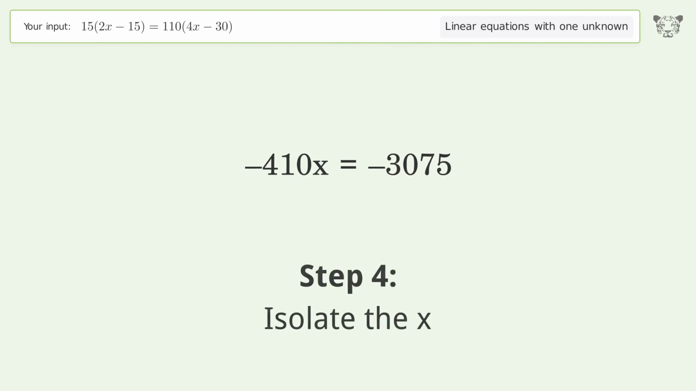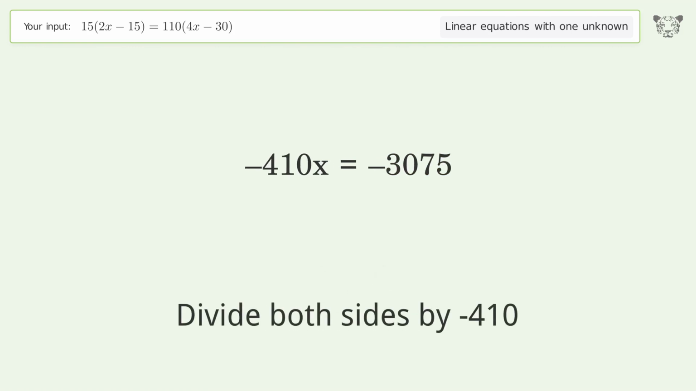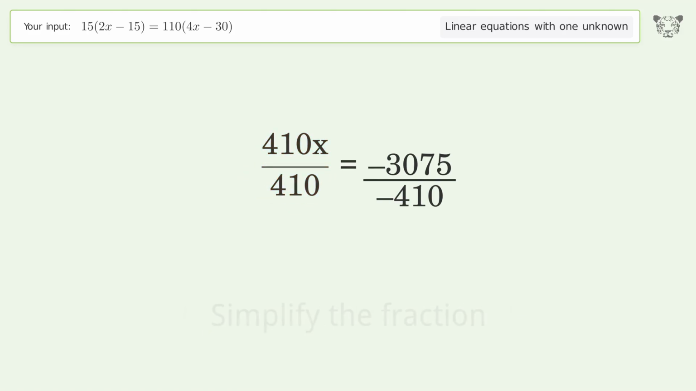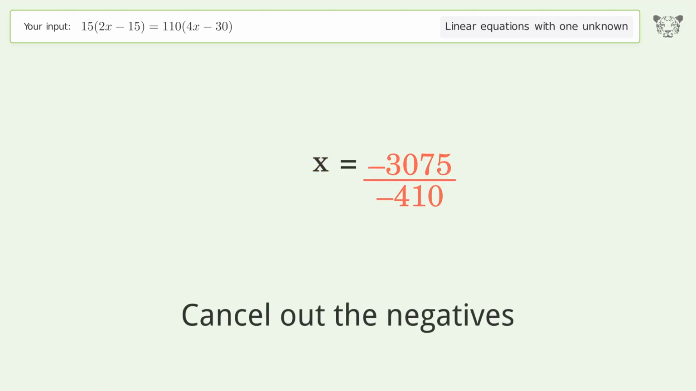Isolate the x. Divide both sides by negative 410. Cancel out the negatives. Simplify the fraction. Cancel out the negatives.